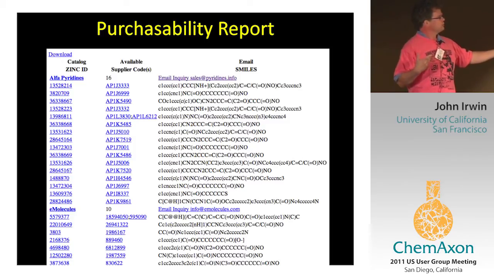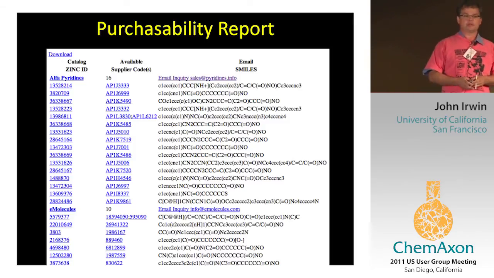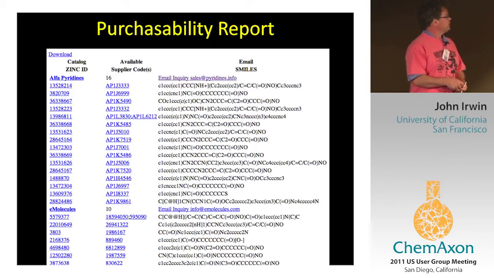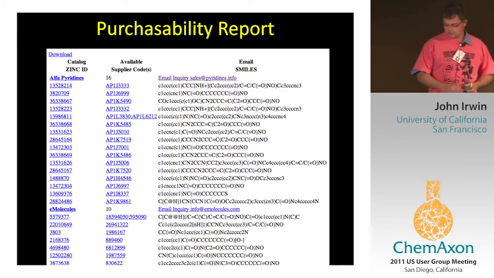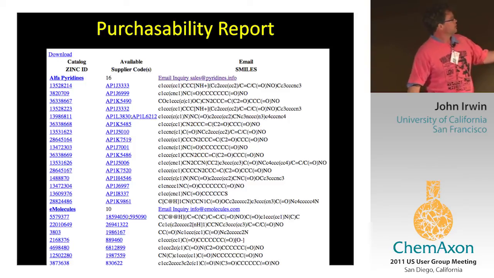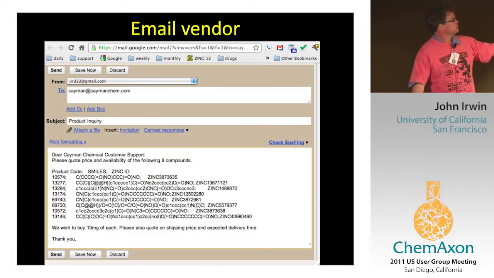And so what we've done is we've organized all the molecules in the shopping cart by the vendor that sells the most of them. So it turns out one vendor sells 16, and the next vendor sells 10 of them, and so on. This page is very long. I can't show it all. And so if you click on this link, you can either click on individual links to just take you to the vendor website to order that one compound, or if you click on this email inquiry, it just goes and loads it right into Gmail and says, "Dear customer support, would you please quote us on these compounds? We want 10 megs," and so on. And then you just press go.